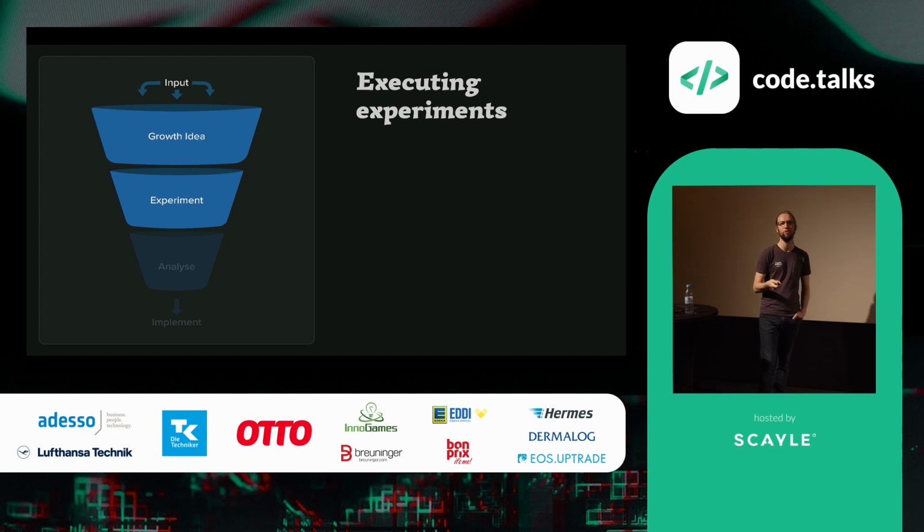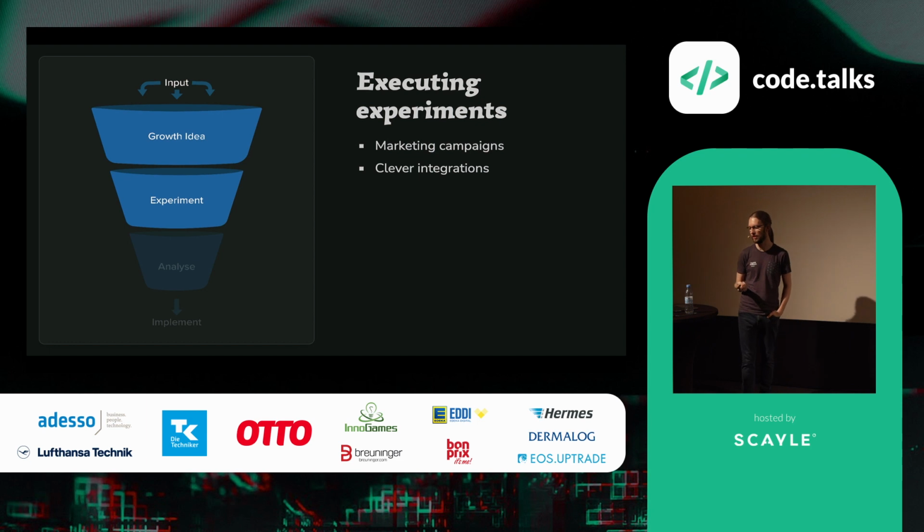We can execute experiments in different ways. There can be things like marketing campaigns or clever integrations, like the Airbnb one I keep mentioning. All of these can be growth experiments in the end. The thing we witnessed today is something called an A/B test. So we just have two versions of the same thing, and we're going to compare in the end which one performs better. And since I'm a developer, here's a warning, there's now going to be 6 lines of code.